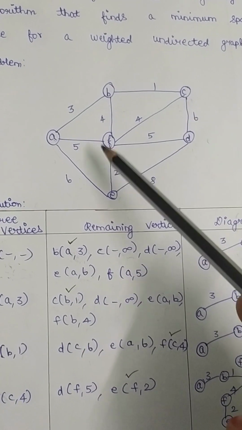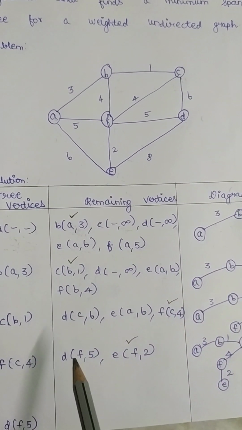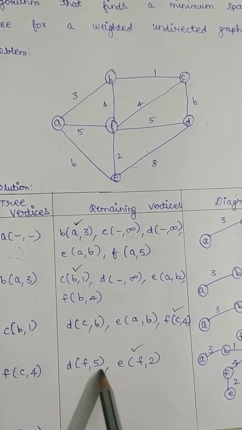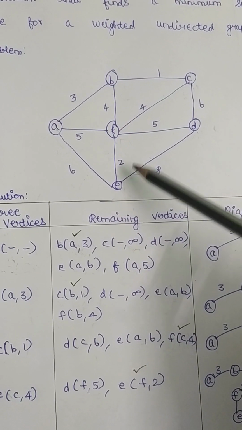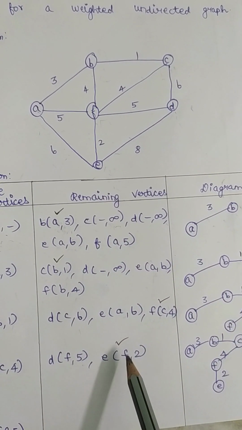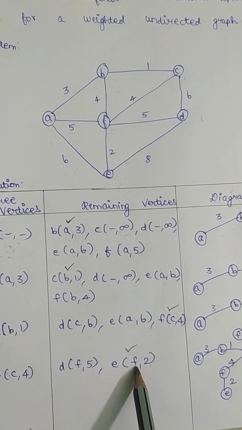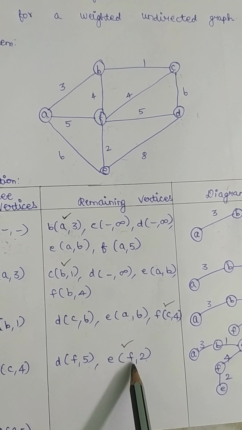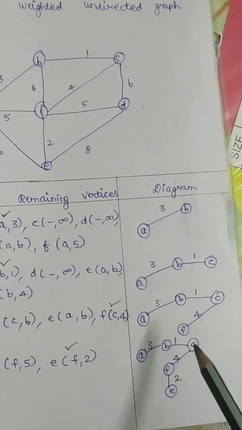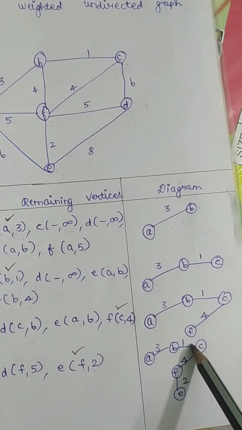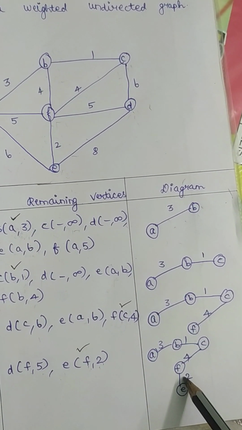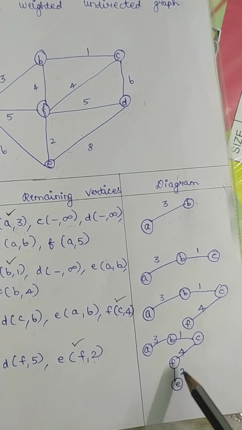So the distance from F to D is 5. And then the distance from F to E is 2. Here we need to find the shortest distance. The shortest distance is F to E, which is 2. So again we need to add the distance, that is the distance from F to E is 2.